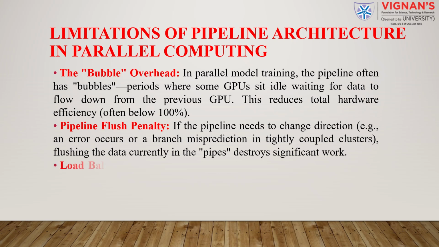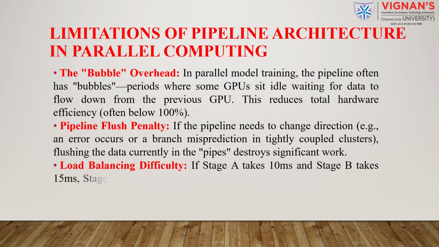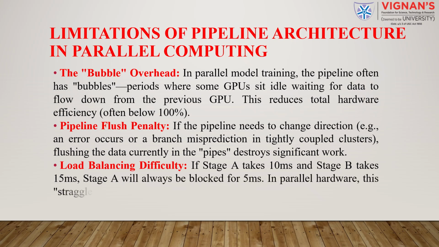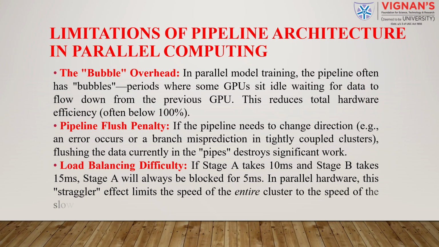Finally, there is load balancing difficulty. If Stage A takes 10 milliseconds and Stage B takes 15 milliseconds, Stage A will always be blocked for 5 milliseconds waiting for B to finish. In parallel hardware, this is known as the straggler effect, where the speed of the entire cluster is limited to the speed of the slowest node.